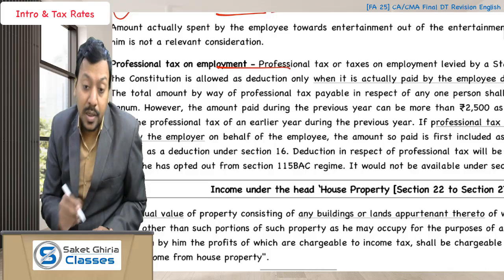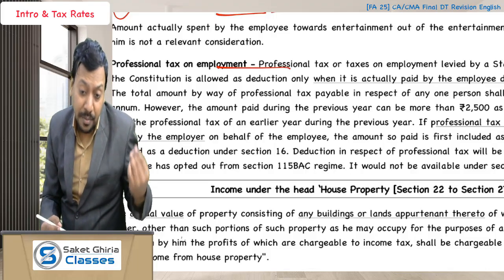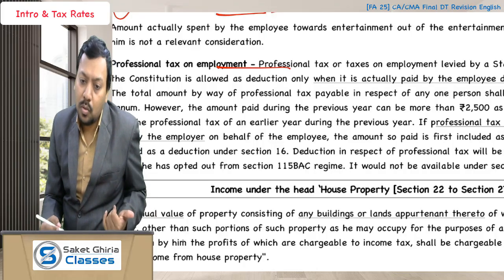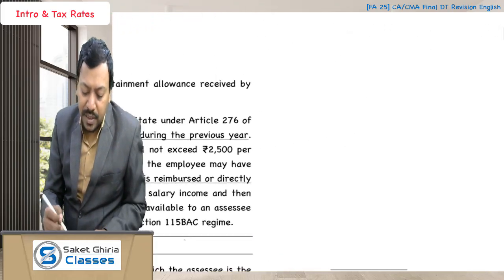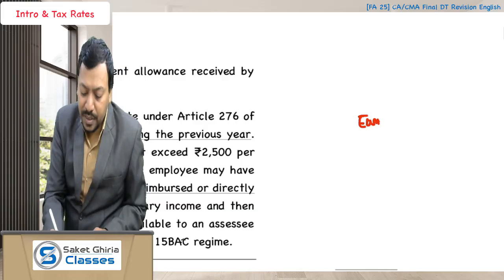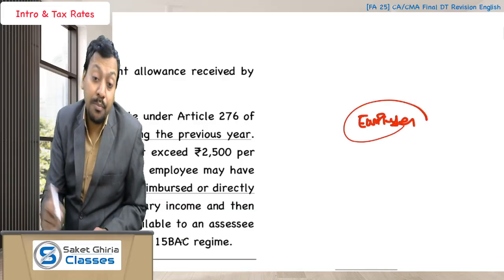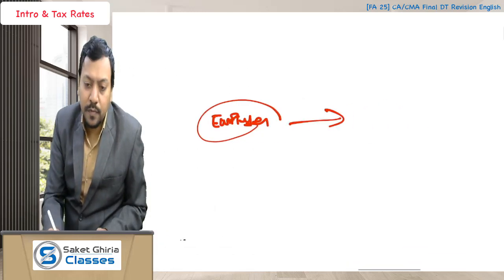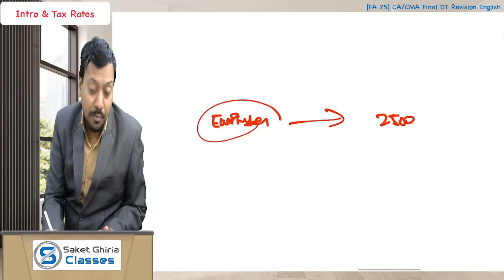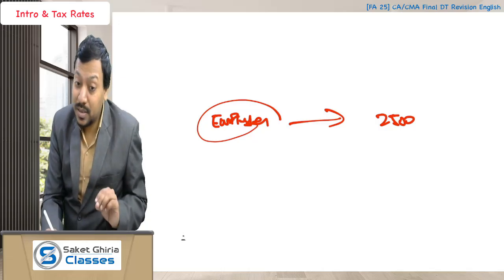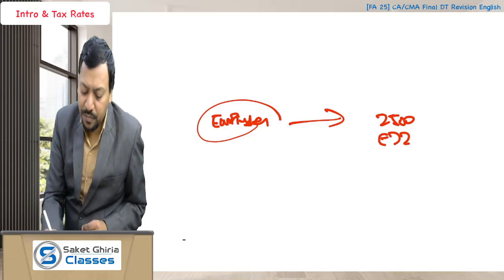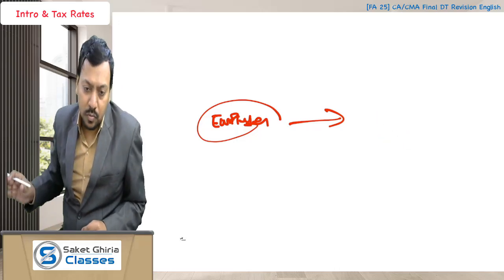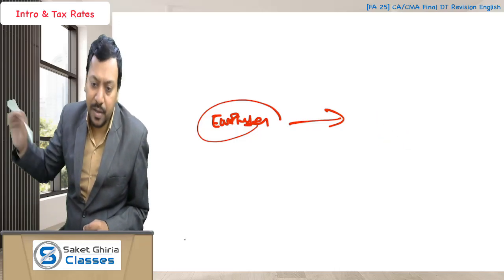And what about professional tax? Professional tax actually paid by the employee during the previous year is allowed as a deduction. But if the employer has paid the professional tax of the employee, then first this amount will be included in the salary income of the employee. And if the employee is in the optional regime, then 2,500 will be allowed as a deduction under section 16. So first the amount will be included, then the deduction will be allowed, so the impact will be nil.